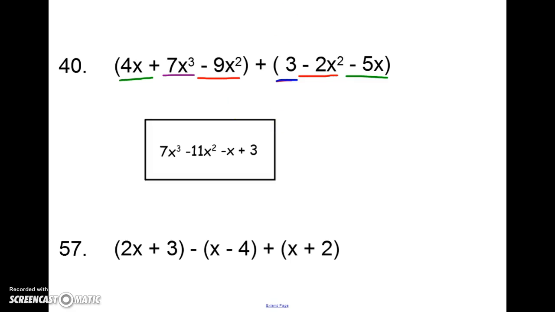Right there, no rewrite necessary because we are adding this polynomial. We are not distributing a plus sign. We never do that. We only have to distribute our negative signs.